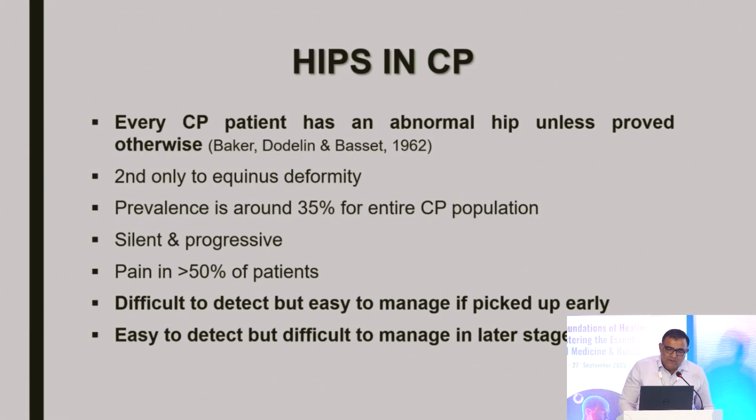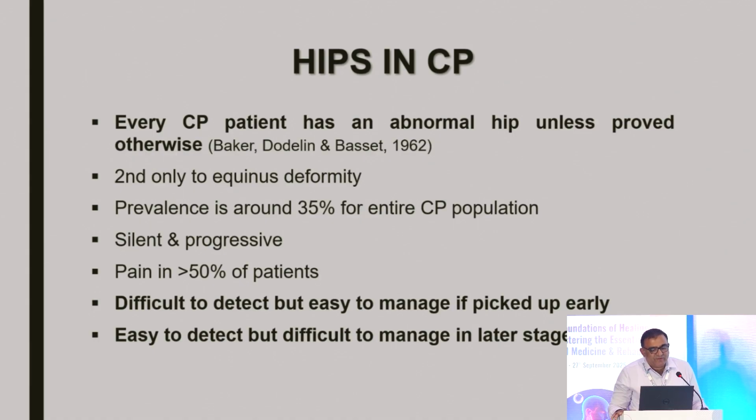Now for me, when the child comes to me for the first time, the examination is not complete until I examine the hips and the spine. Irrespective of age of the child and what type of CP the child is having, hips and spine examination is very, very important. Why hips are so important? It is assumed that every CP patient has an abnormal hip unless proved otherwise. It is second only to equinus deformity.